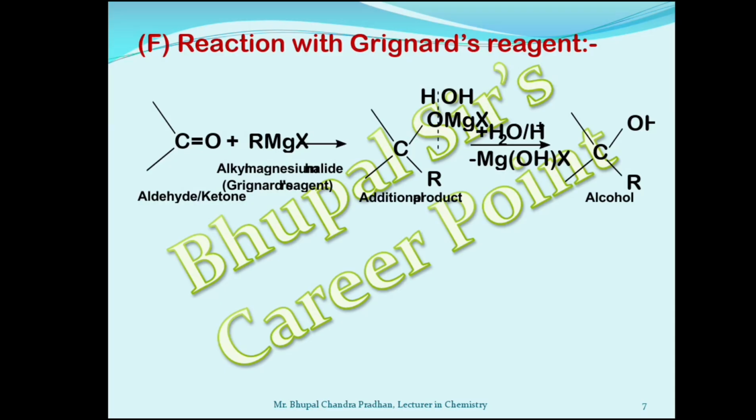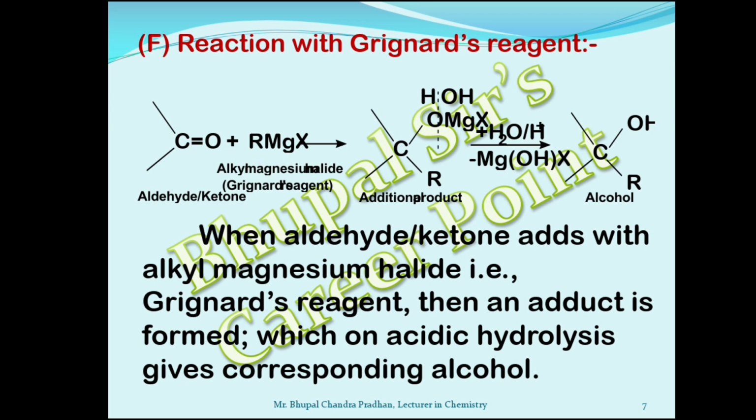Thus, the partially negative alkyl comes to the positively charged carbonyl carbon, and the partially positively charged MgX comes to the negatively charged carbonyl oxygen. As a result, we create an adduct, which on acidic hydrolysis gives us the corresponding alcohol. So in the statement we will break it down.